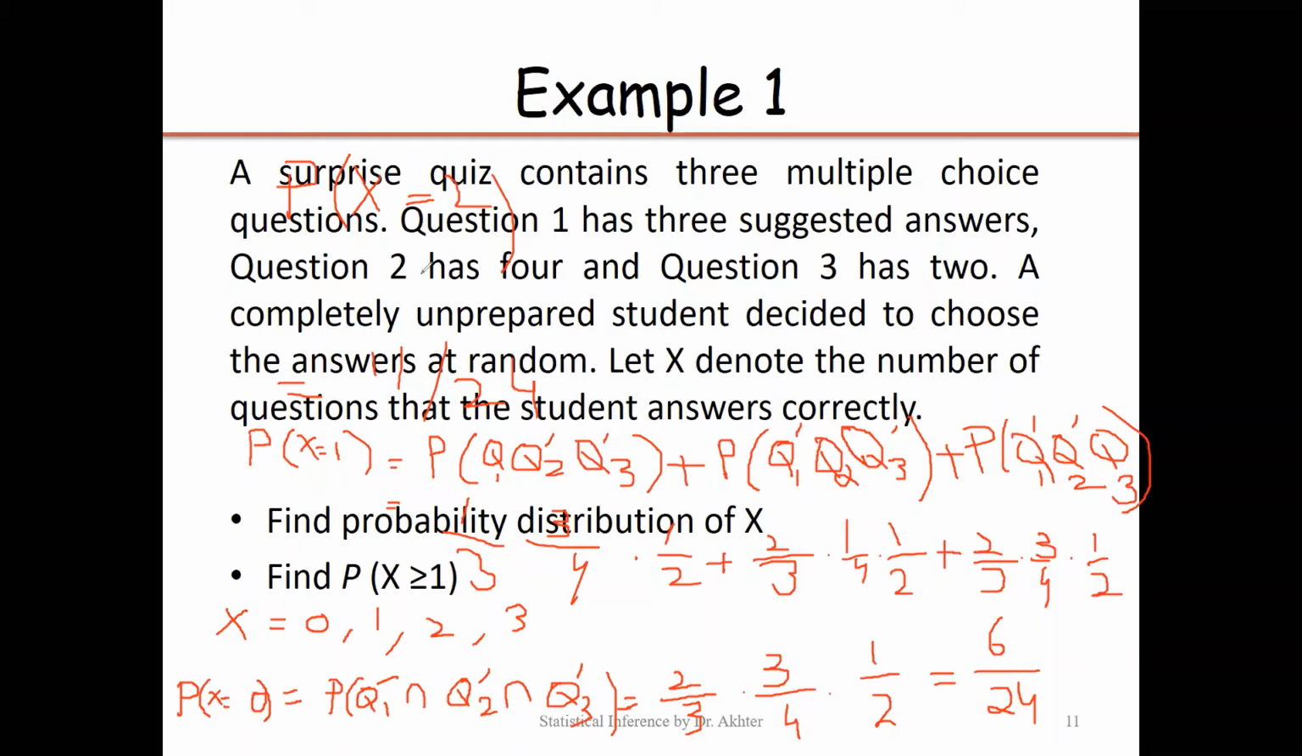This is not last because we have all the 3 questions maybe correctly solved. So what is the probability of 2 and what is the probability of 3? X is equal to 3. Probability X is equal to 3 means all are correct. So question number 1 is correct, is 1 by 3. Question number 2 is correct, 1 by 4. Question number 3 is correct, 1 by 2. So this is 1 upon 24. 1 upon 24 we have here.